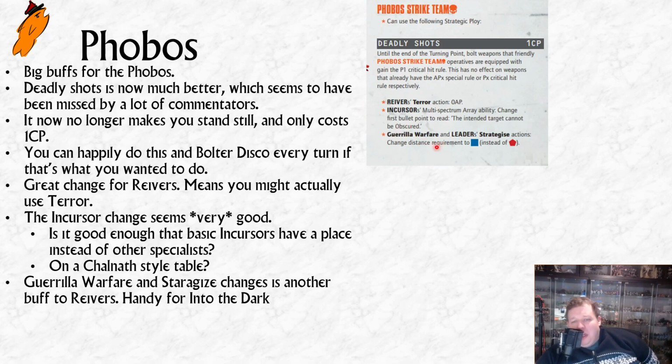Guerrilla Warfare strategize. They've changed the distance requirement to blue instead of red. Guerrilla Warfare is the one that allows you to spend a CP to change your order, and strategize is your leader's ability to create a command point. This is really, to my money, a little nudge in the direction of a Reaver leader, right? And certainly the whole thing is really handy into the dark. I would assume for Phobos, the Into the Dark team, you just go all Reavers, because you may as well. And at that point, the fact that you can mess around with stuff and get much closer to your opponents is really good. So that's a little buff for them in the dark as well, I would say.